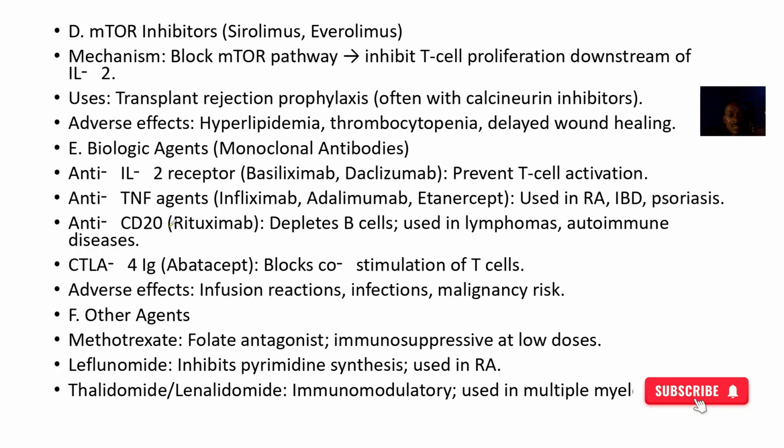Then we have the biologic agents, the monoclonal antibodies. The ones that inhibit interleukin 2, like basiliximab and daclizumab. The ones that inhibit tumor necrosis factor, like infliximab, adalimumab, and etanercept. Then we have the ones that inhibit CD20, that's rituximab, and the rest of it.